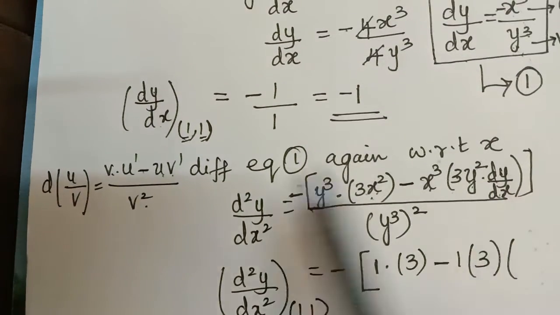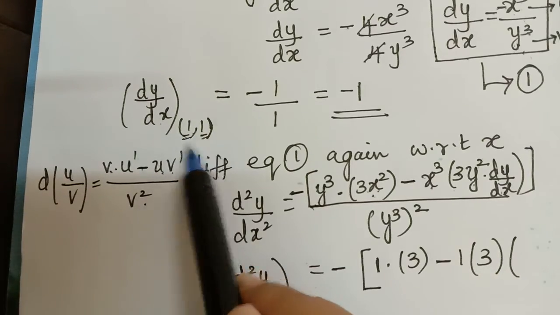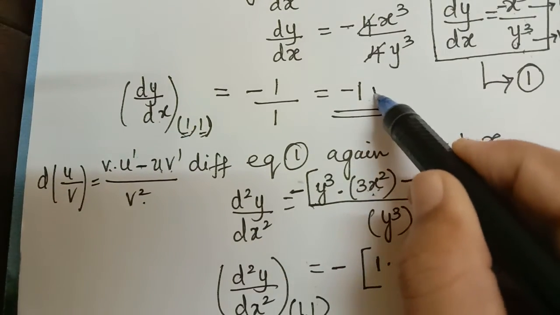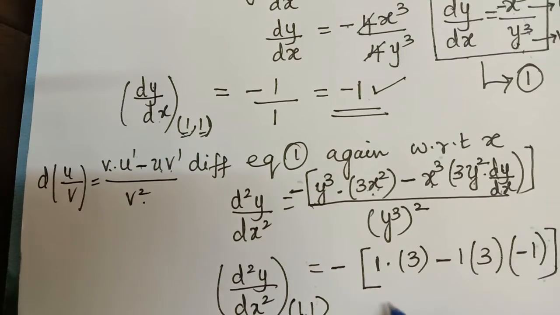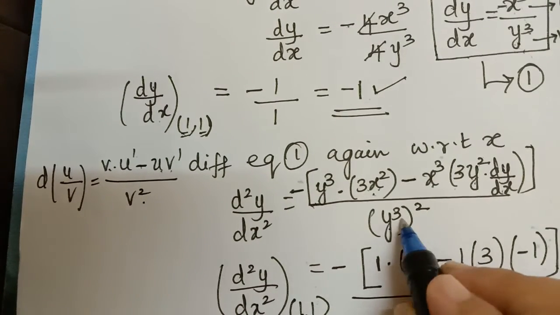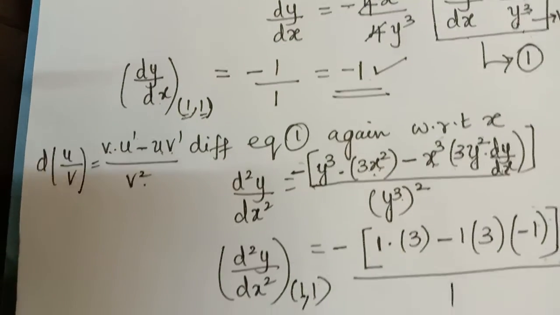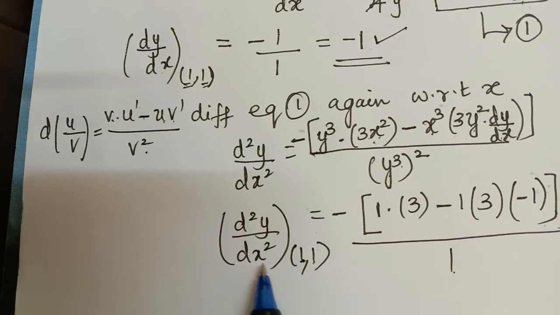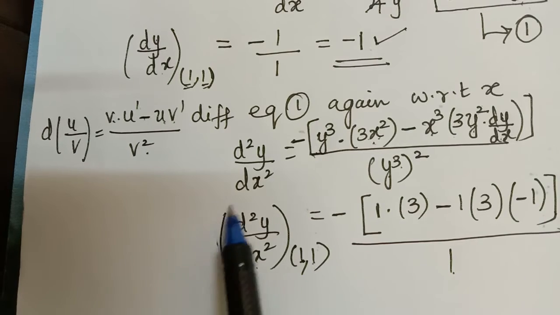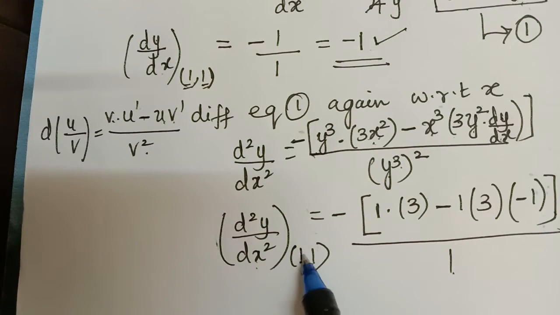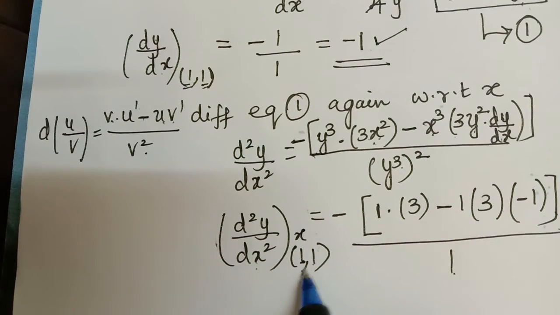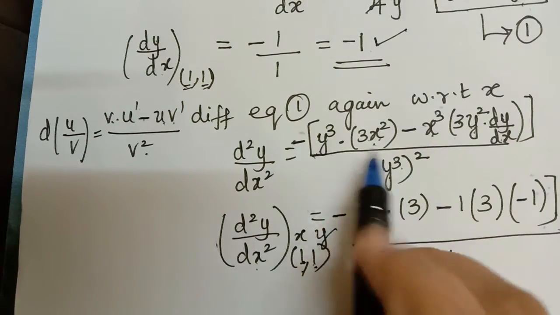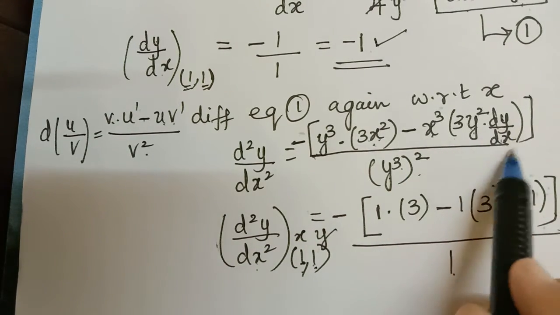But what is dy by dx at the point (1, 1)? It is minus 1. We have already evaluated it here. So that we have to substitute. The whole divided by y cube is 1, 1 square is 1 only. So this is what we have to write. So remember very carefully, we are evaluating d square y by dx square at the point (1, 1), which means wherever we have x we have to replace by 1, and wherever we have y we have to replace by 1 in this. So while doing so, we see that we have a dy by dx.